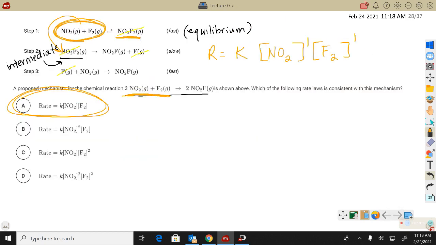So I wanted to show you one that's got this reversible fast step. And so when it's reversible, and I don't want an intermediate to be in my slow step, you can take what's opposite the intermediate in step 1 and substitute that in for the intermediate in my slow step 2.